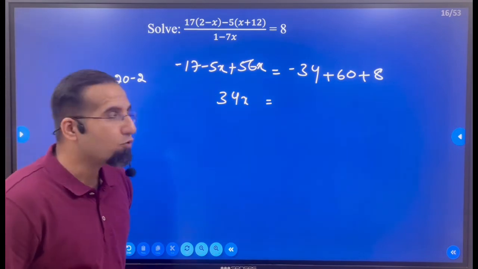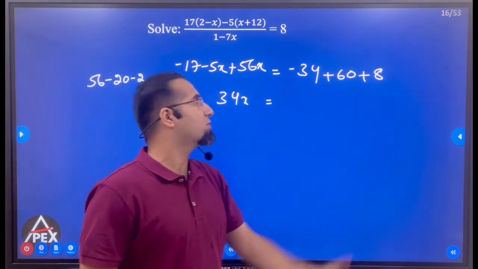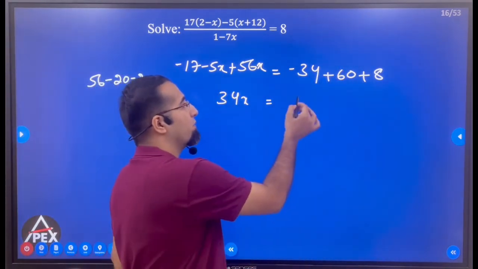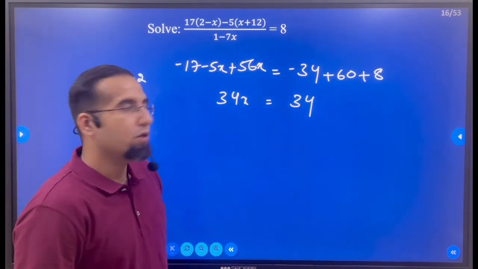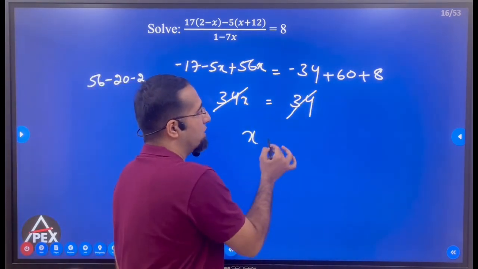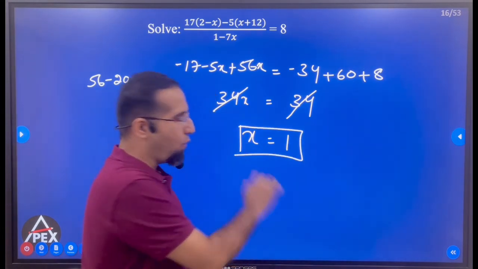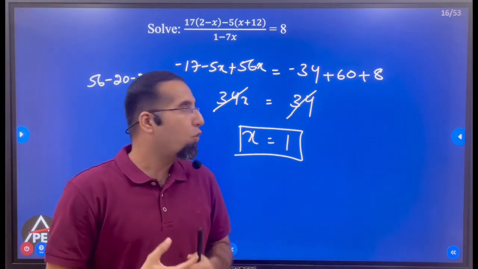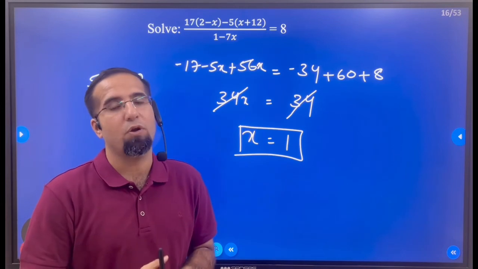On the right hand side, if you observe, this is 68 and this is 34. 68 minus 34 will give me a plus 34 only. So 34 and 34 get cancelled. The value of x is equal to 1. Clear guys? So I hope you learned how to reduce the number of steps.